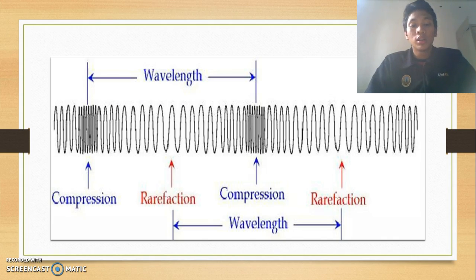Okay, longitudinal wave can produce two situations, which are compression and rarefaction. As we can see, compression is when the spring coils are close together, while the rarefaction is when they are far apart.